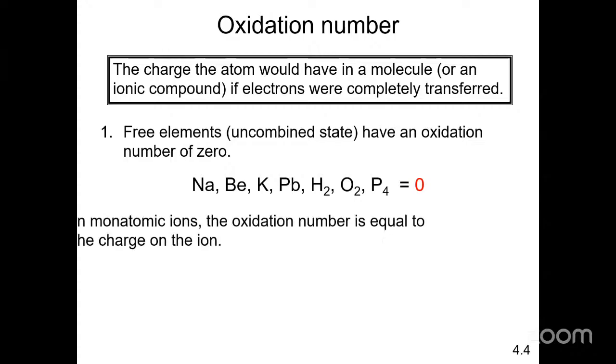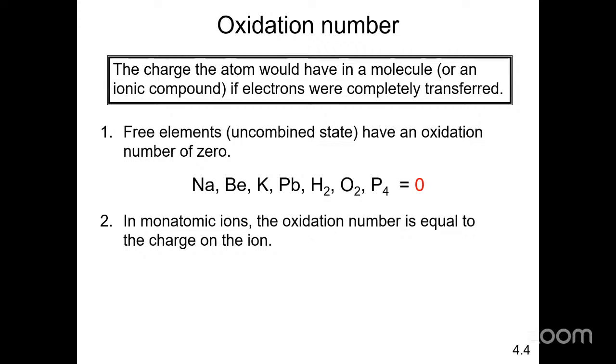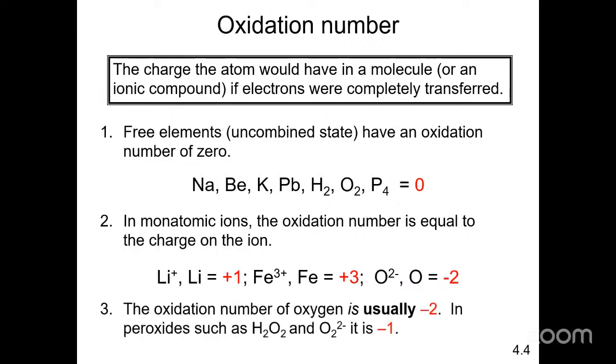The next rule is that in the case of monatomic ions, like chloride, calcium, and so on, the charge on the monatomic ion would be the same as the oxidation number. And we have some examples right here. So for example, in the case of the lithium plus ion, the oxidation number is +1. In the case of the iron 3 ion, the oxidation number is +3. In the case of the oxide ion, the oxidation number is -2. All right? Okay, next rule.